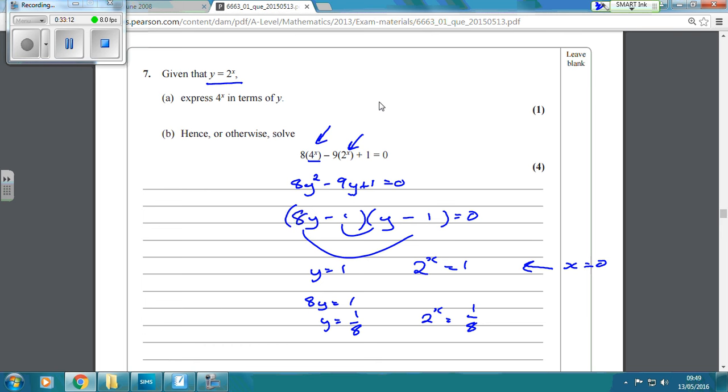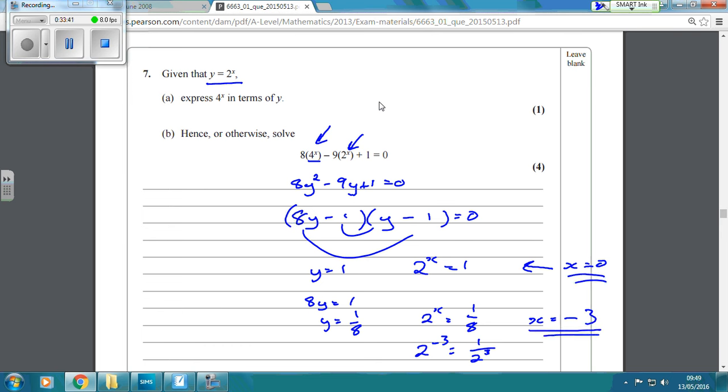So we've got 2 to the power of something equals 1/8. So we should know that's going to be a negative power. So x is going to equal minus something. As soon as you've got 2 to the power of minus something, that's going to be 1 over 2 to the power of something. So 2 to the power of something is 8, so that's going to be 2 cubed. So that's 2 to the power of minus 3. So x equals minus 3.